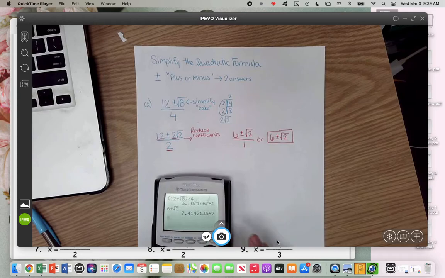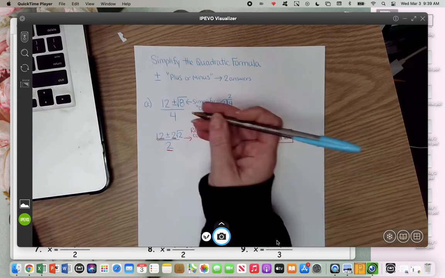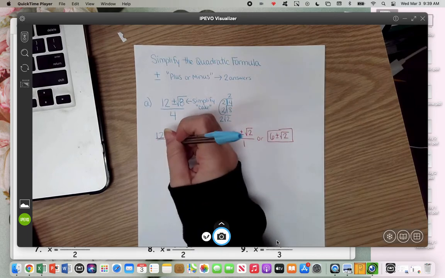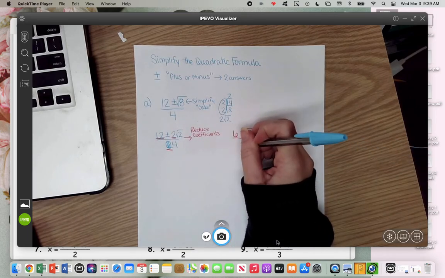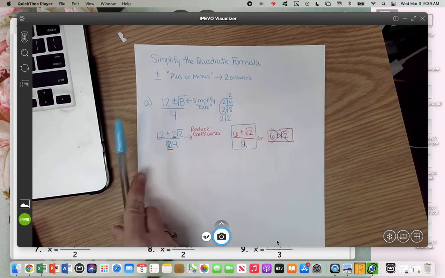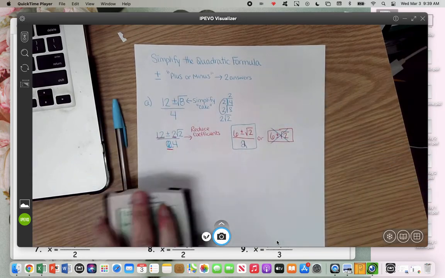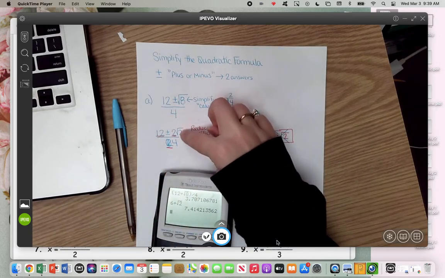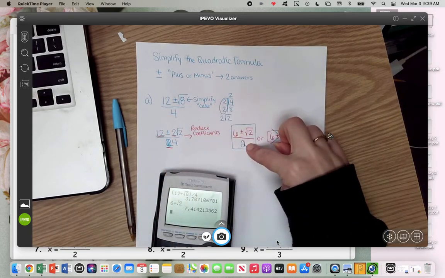Oh, what did I do? Oh, I know exactly what I did. That 4 should be a 2. Sorry. I made a mistake on my reducing. So what happened was this 4, when you divide it by 2, there's still a 2 there.